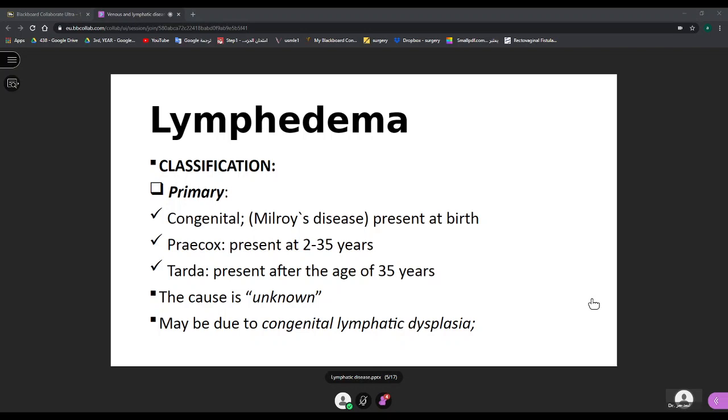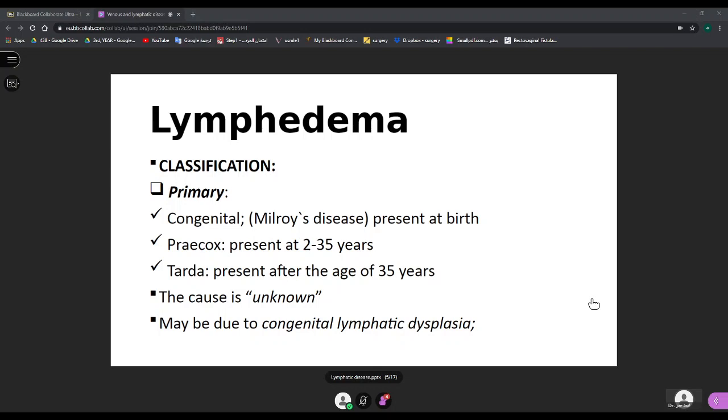Lymphedema praecox usually presents after the age of 2 years and up to the age of 35 years, in ladies mainly around the age of puberty, menstruation, and childbirth. And lymphedema tarda usually presents above the age of 35 years.